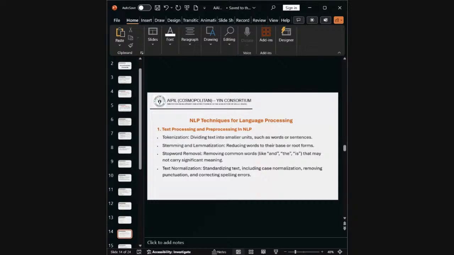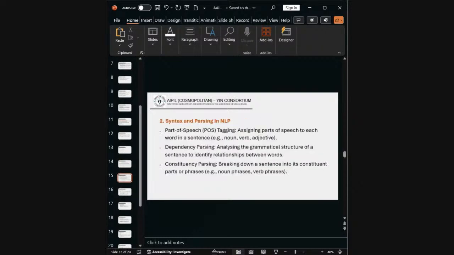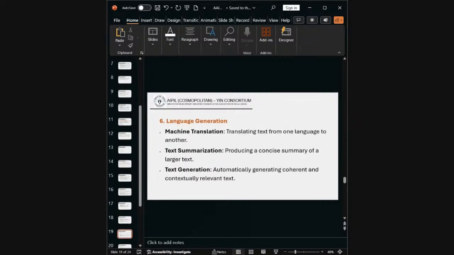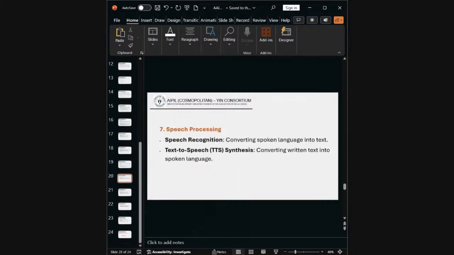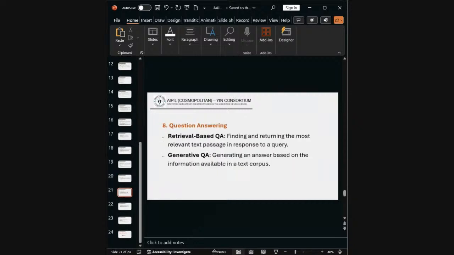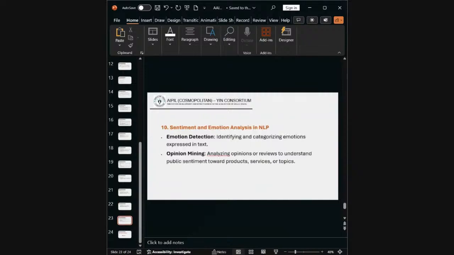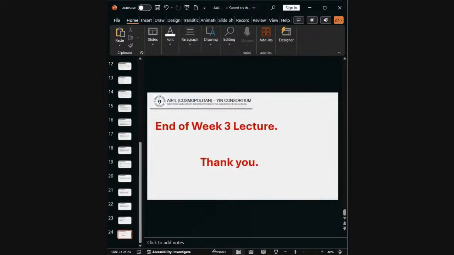And we went further to look at all the different techniques that we could use: syntax parsing, pre-processing of the text. We looked at semantic analysis, how to extract information, classifying of text, how to generate language, speech, parsing. Of course, we talked a lot about that. And then answering questions, looked at our dialogue system, and finally, sentiment and emotion analysis.